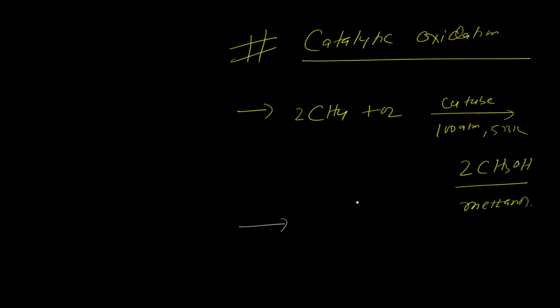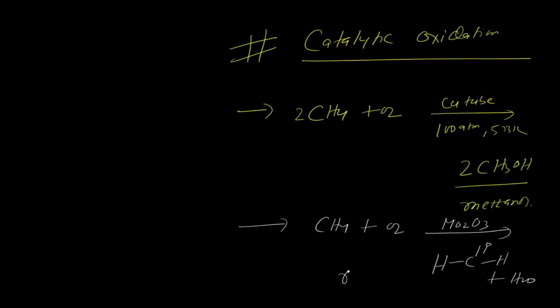Now the next one: if oxidation of methane takes place in the presence of molybdenum oxide, Mo2O3, and it is heated, then what does it form? It forms formaldehyde, the one-carbon aldehyde. So very interesting. The one-carbon aldehyde is formed when molybdenum oxide is used.